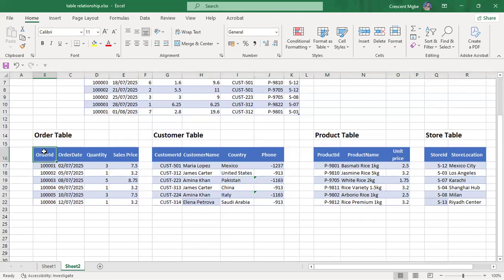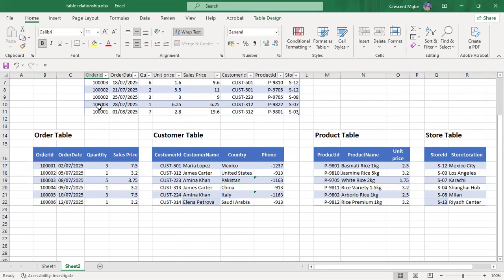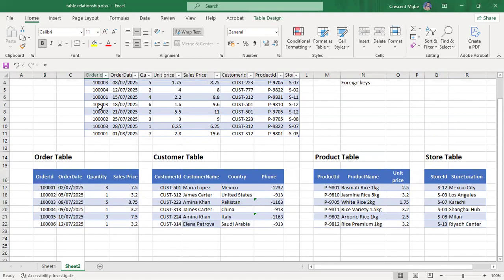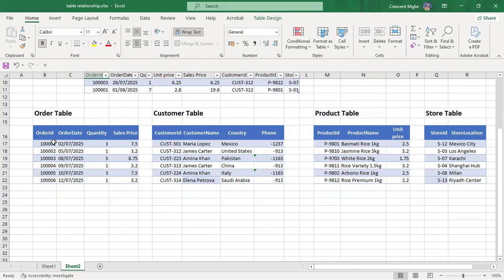And that is where you have your keys. These are the keys. These IDs you're seeing here, anywhere you see ID, they are the keys. So it is now left for you, the analyst, to know whether it is the primary key or the foreign key.